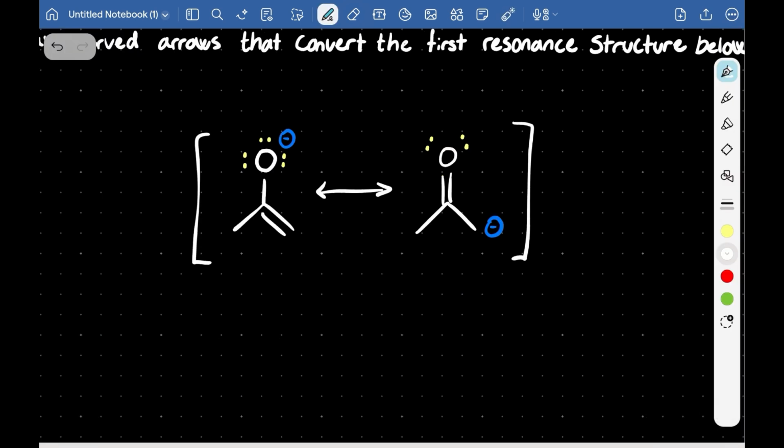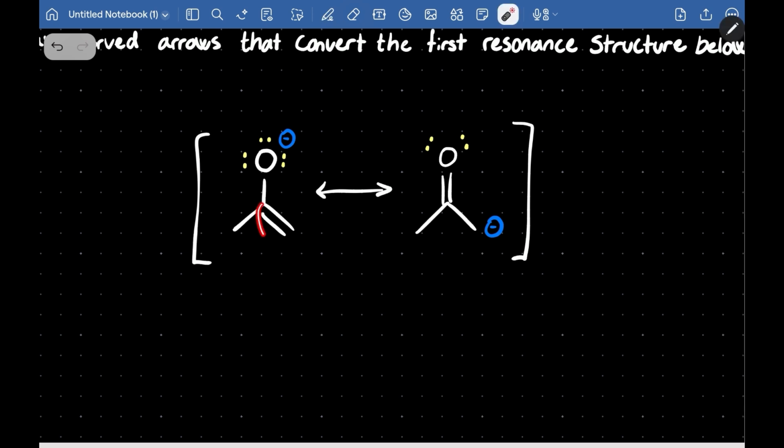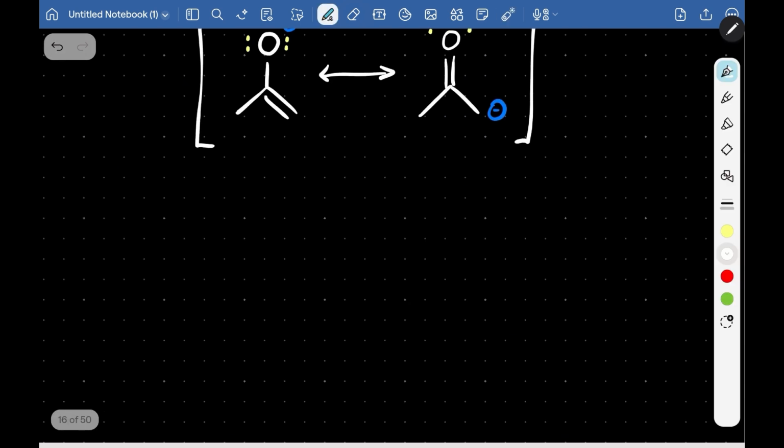Draw curved arrows that convert the first resonance structure below. So we can see that a lone pair disappears and gets to a double bond with the oxygen. This bond disappears and becomes a negative charge. So basically, easily, it will be like this.